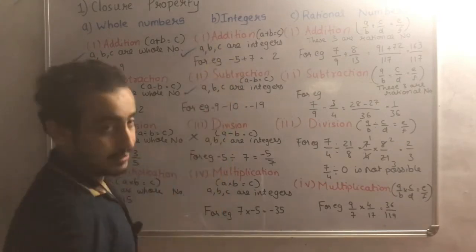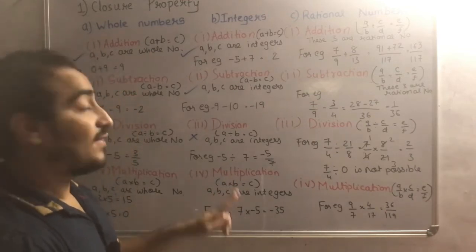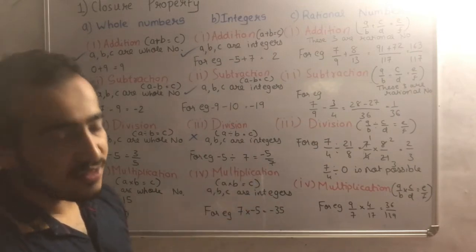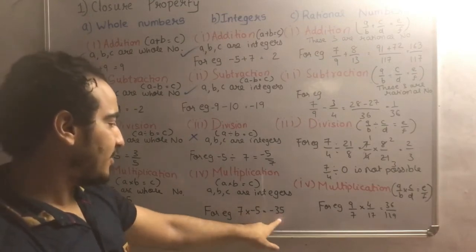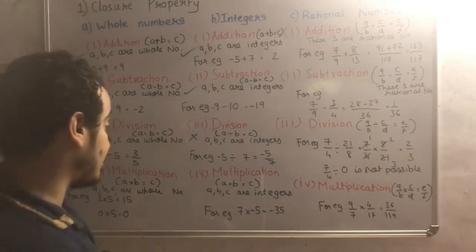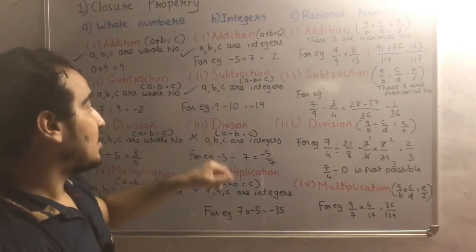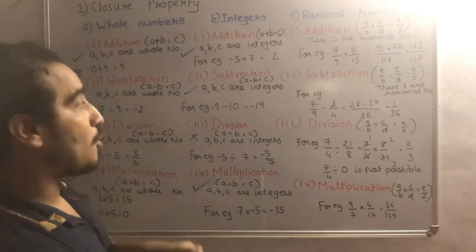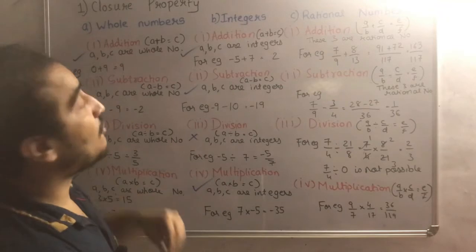Okay, so now take multiplication. a into b equals c, where a is an integer, b is an integer, and c, which is the answer, is also an integer. So 7 into minus 5: 7 5s are 35, and plus into minus gives minus. It is also an integer. So multiplication also fulfills the property of closure. We can see from this that addition, subtraction and multiplication of integers follow the closure property, while division of integers cannot follow the property of closure.